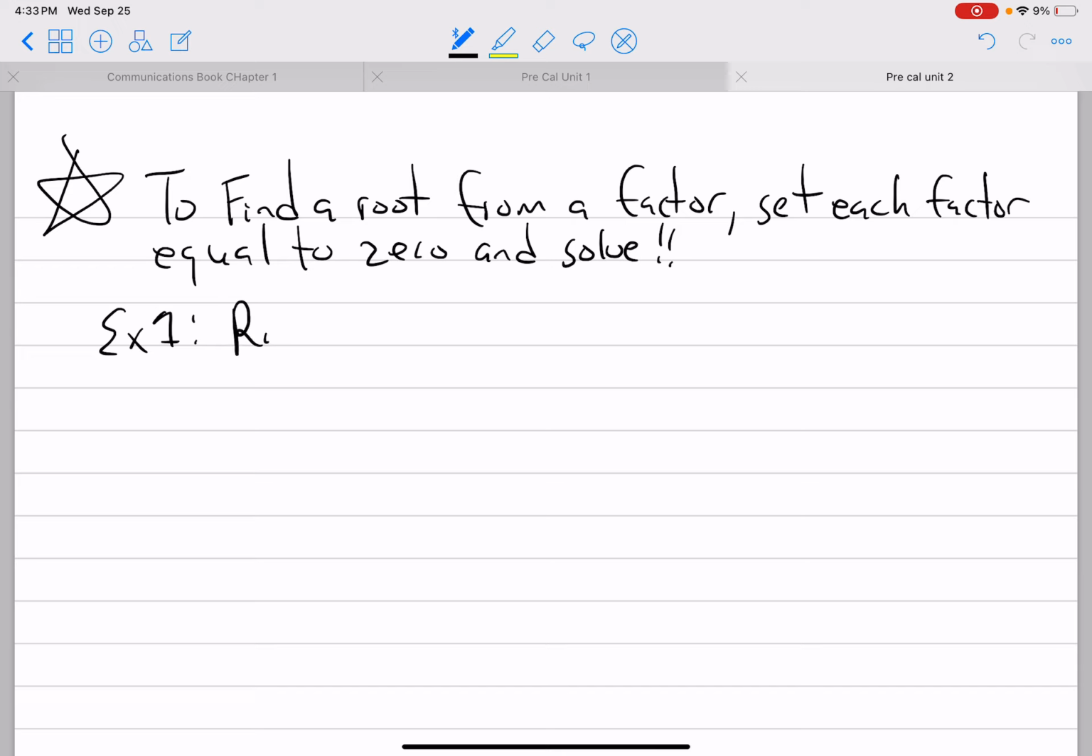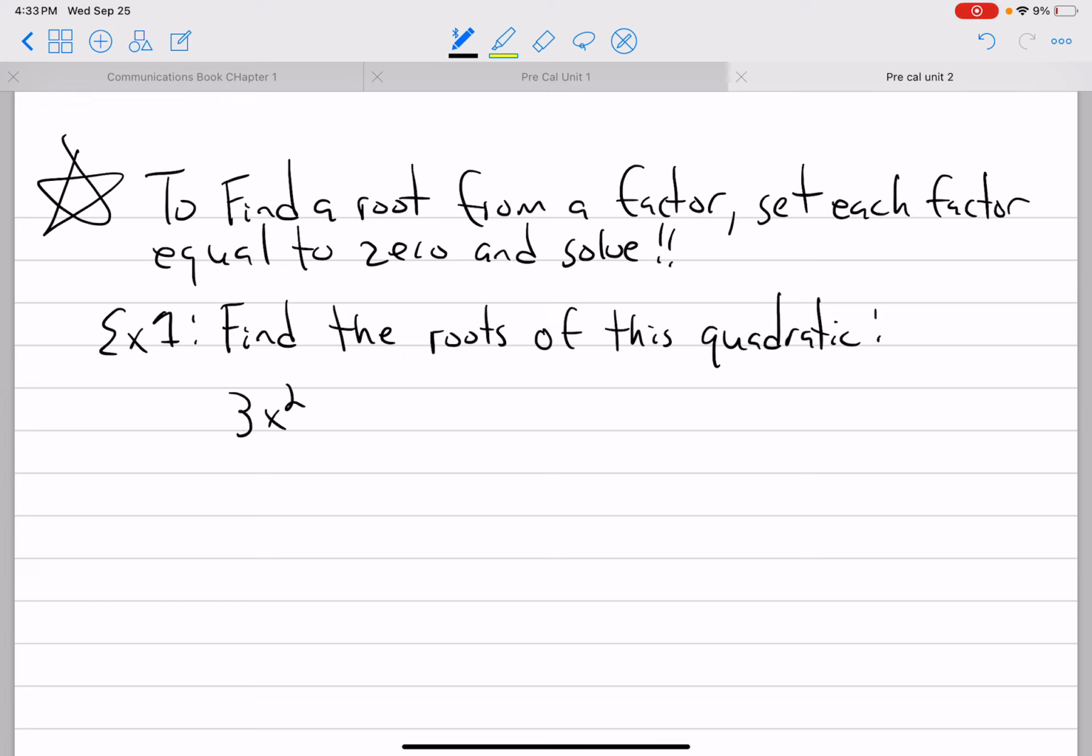Find, that's not how you spell find. Find the roots of this quadratic. And it says 3x squared minus 11x minus 4. This quadratic right now is in standard form. Why don't you go ahead and factor this thing for me first?